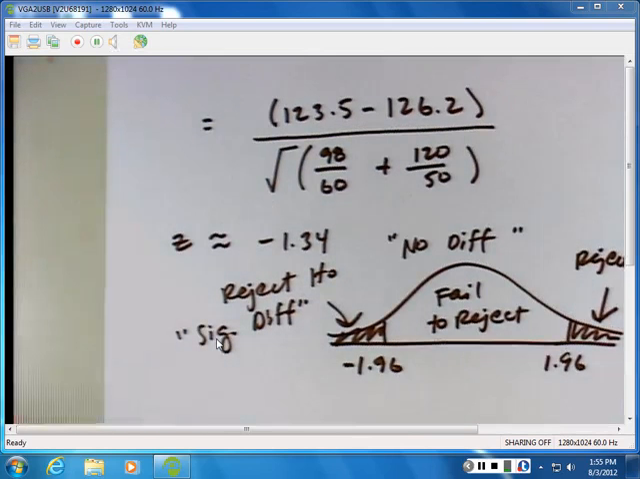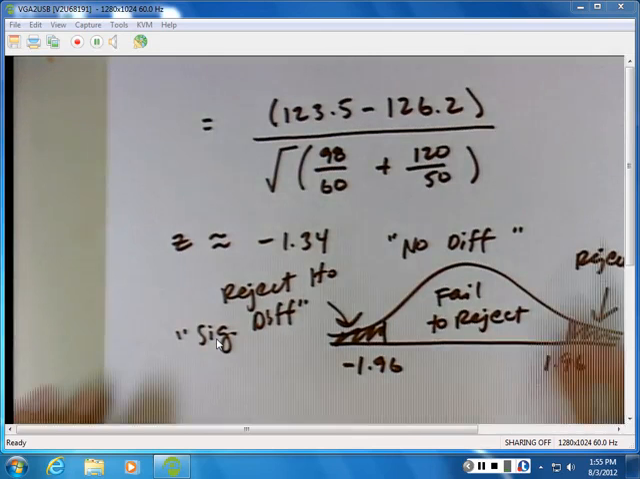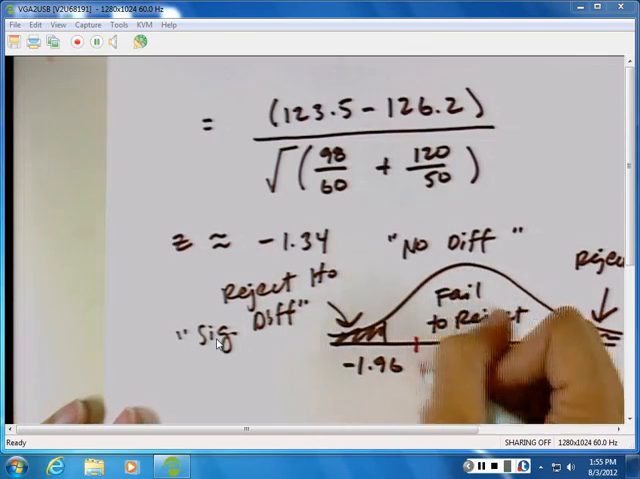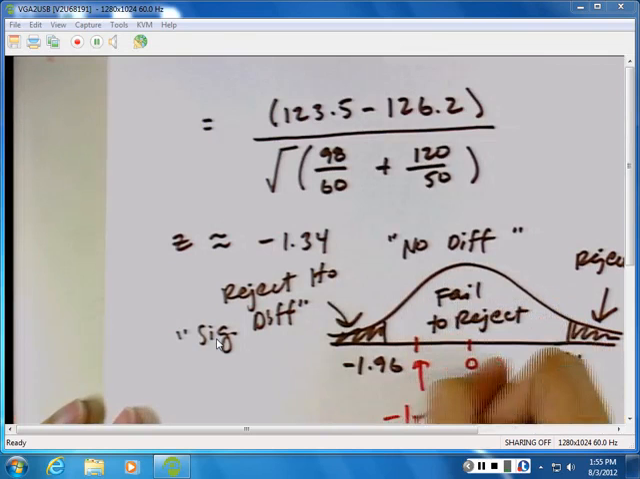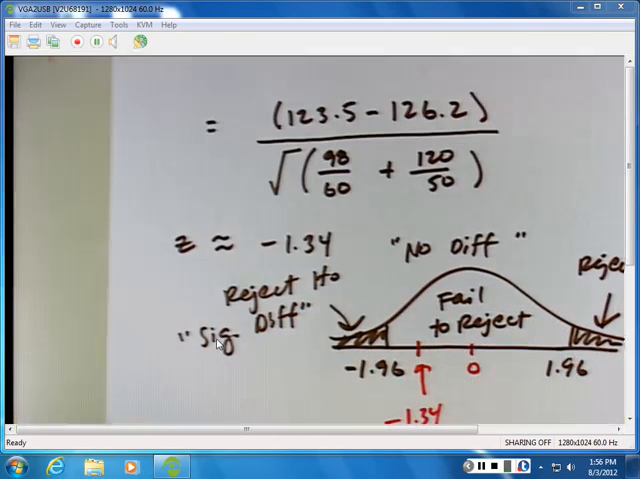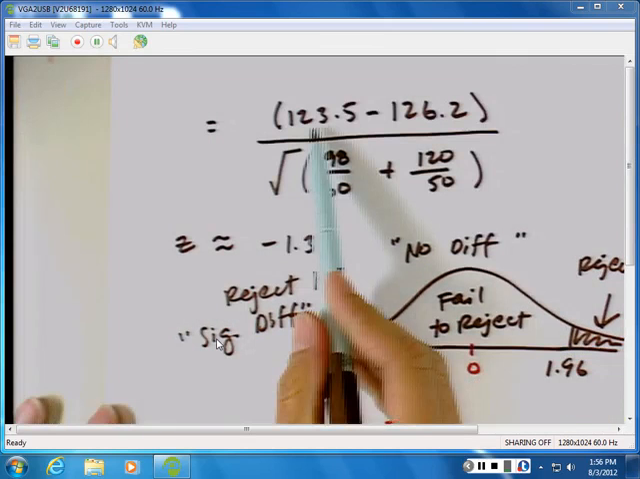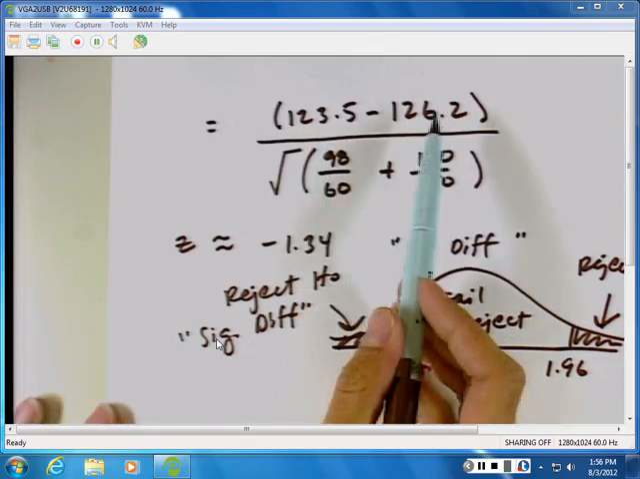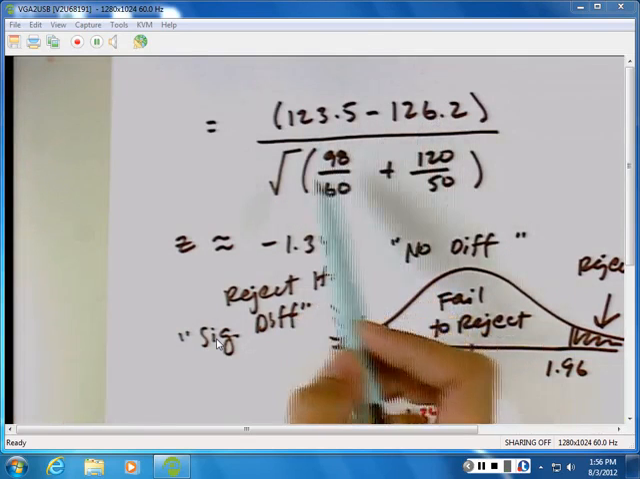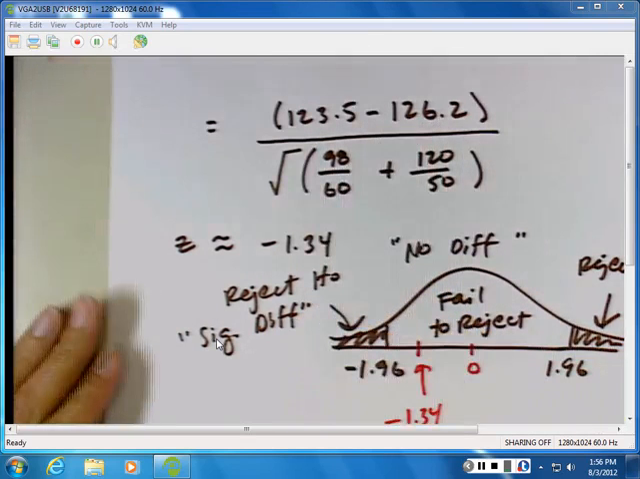Well, what we found was not significant. Remember, zero's in the middle. We found negative 1.34. So we have fallen into the not significant region. We found that they're different. These two average heights are different for boys and girls, but not significantly so, especially based on the variance that we found within those samples.